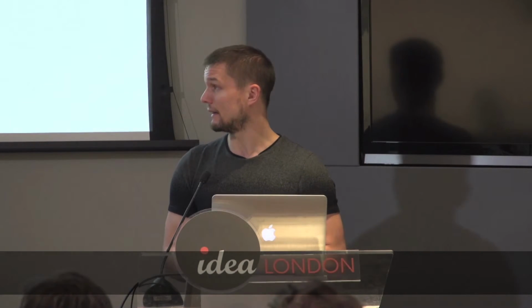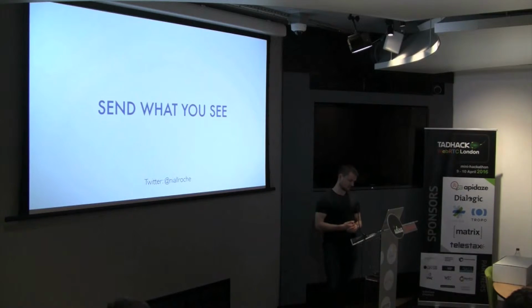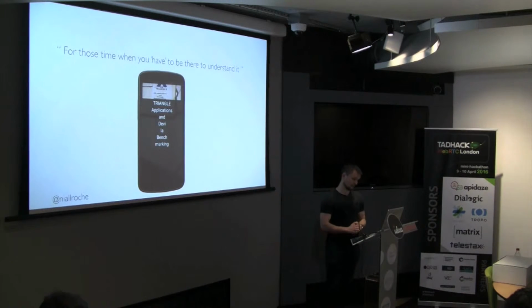This is something I just put together quite quickly, in the true spirit of a hack, just to throw something together, and it's called Send What You See. It was going to be Say What You See. The idea is to use a computer vision API and the Spark API in order to send recognized text over into a chat room.